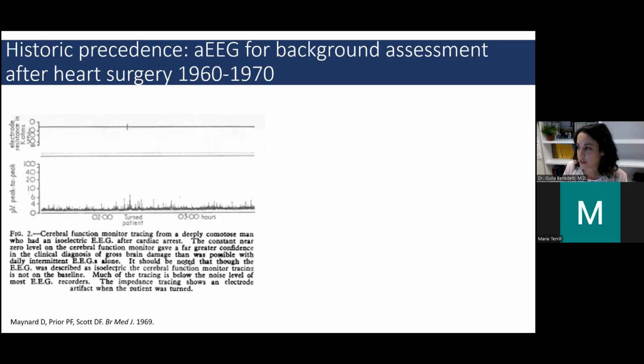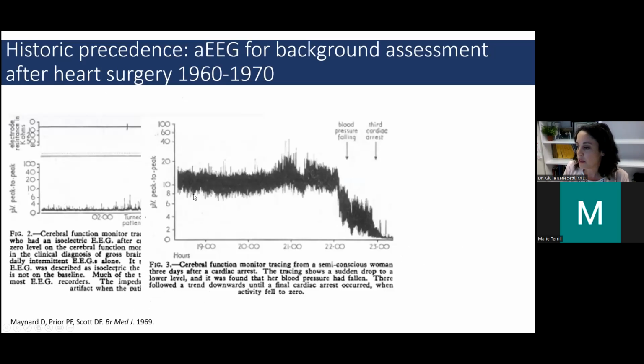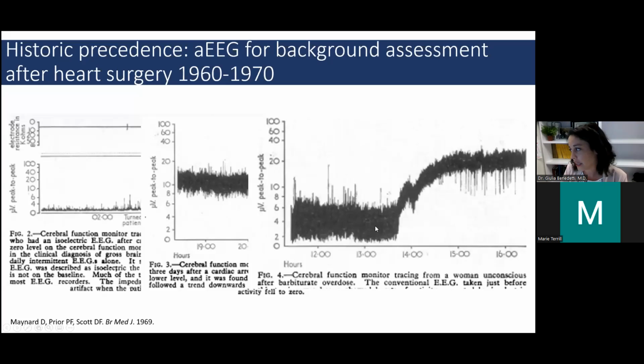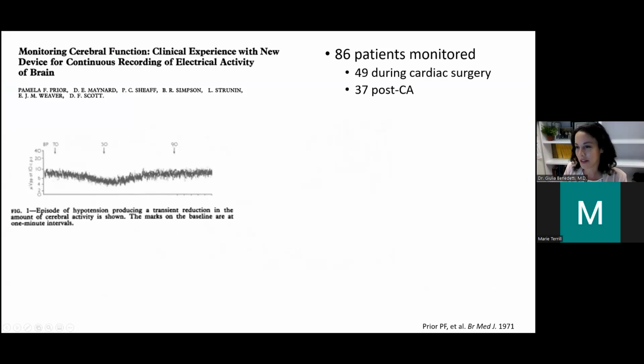So this was a case series of post-arrest cases, and this looks like that neonatal severe background that I told you about. This was an adult comatose patient who was really severely comatose and just had really low amplitudes. This was a patient 3 days after arrest who had another arrest on EEG, and you can see the drop in her amplitudes as she's arresting. And then this was a patient who had a barbiturate overdose and started to metabolize it out, and cerebral function improved. Those are her amplitudes improving there.